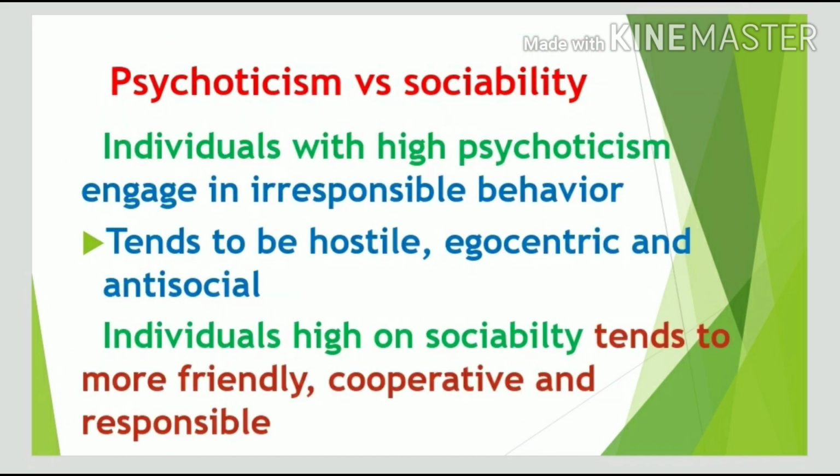And now the third dimension of personality, that is psychoticism versus sociability, was added on later by Eysenck. Individuals with high psychoticism engage in irresponsible behavior. They tend to be hostile, egocentric, and antisocial. They are called psychotic people. And individuals high on sociability tend to be more friendly, cooperative, and responsible. So this is all about Eysenck's trait approach.